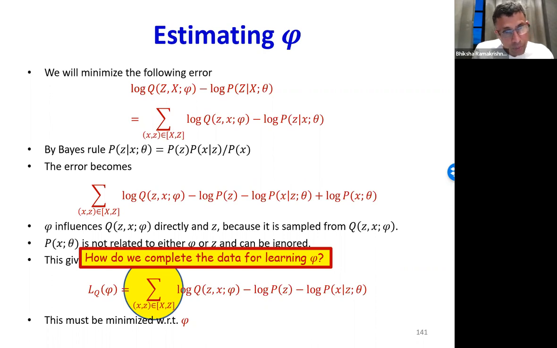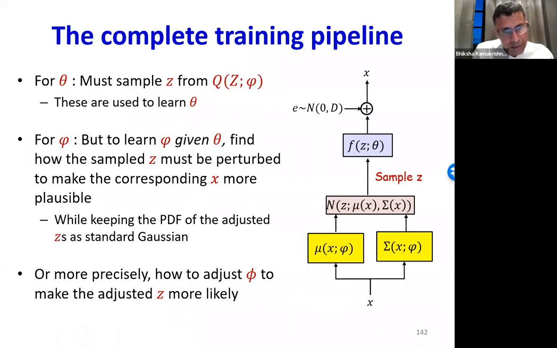So again, how do we complete the data for training? Let's go back through the whole complete training pipeline. Here's what we had. This upper portion is your nonlinear Gaussian model. This lower portion is what you were using to complete the data for training, right? So this gives you Q of Z. This lower portion gives you Q of Z. So to estimate theta, you're sampling Q of Z, and using X and Z, you're estimating theta.